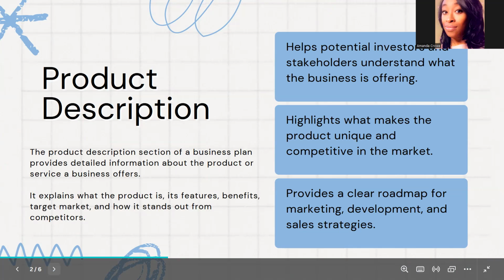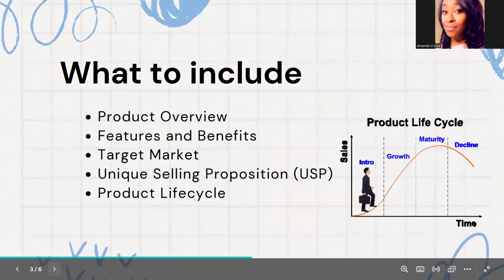And it provides the business owner or the entrepreneur with guidance. It helps provide a clear roadmap as you're developing your marketing campaign, as you're further developing your products and services, as well as sales strategies. So the most important question now is, what exactly is included in the product description section? Well, there are 5 key elements that should be included.